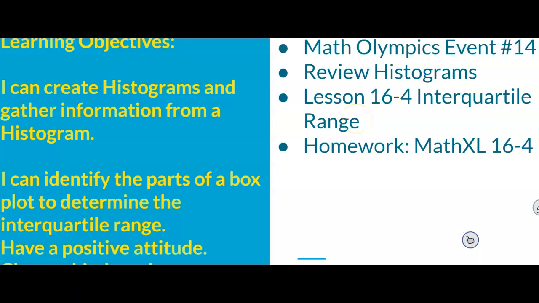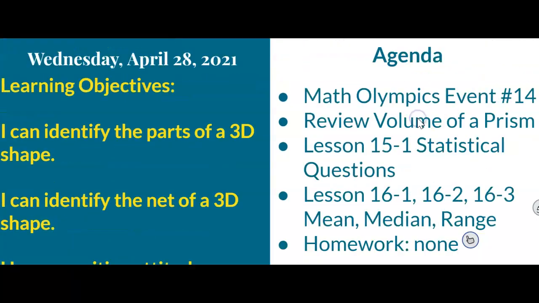The first thing we are going to do today is review these histograms. Then we are going to be able to identify parts of a box plot to determine the interquartile range. That is our goal today. So, in our histogram paper, what did you come up with for the first one?